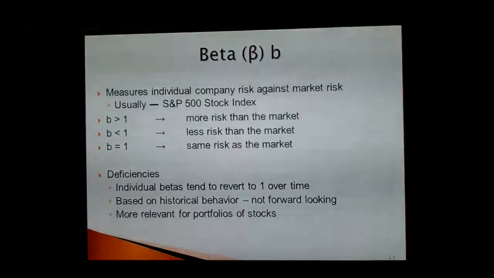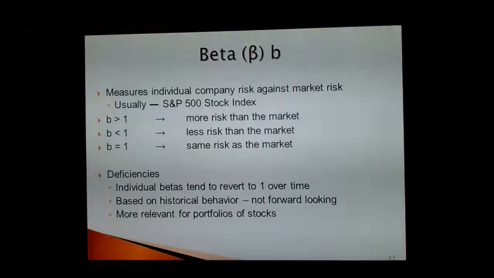Beta measures individual company risk against the market. Okay. If a beta is greater than 1, it has more risk than the market, meaning it's a more volatile stock. If beta is less than 1, it's less risky than the market.